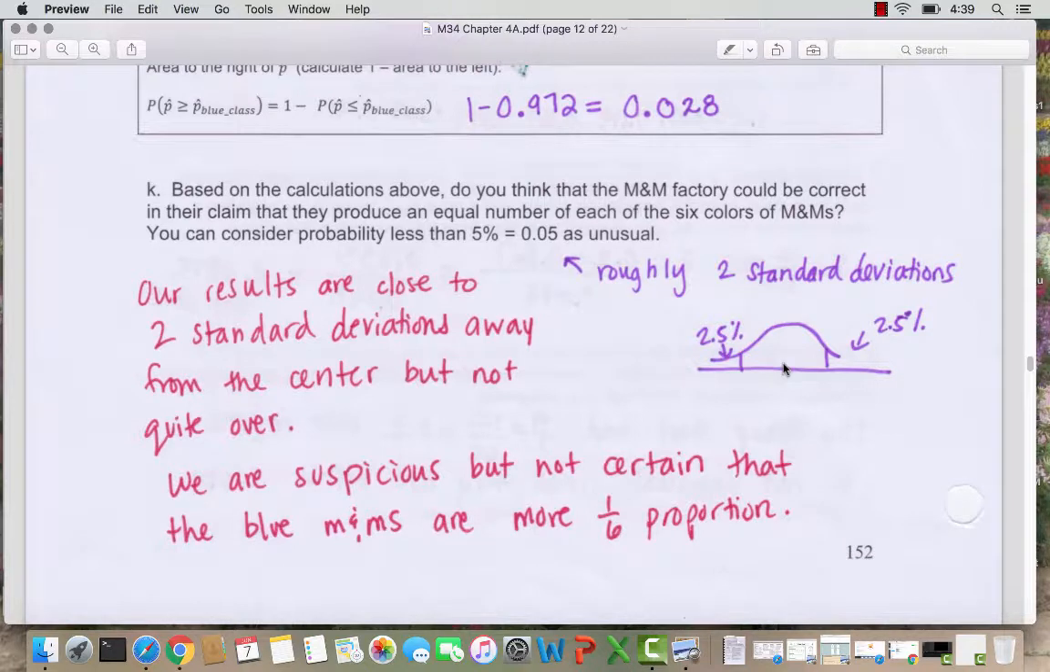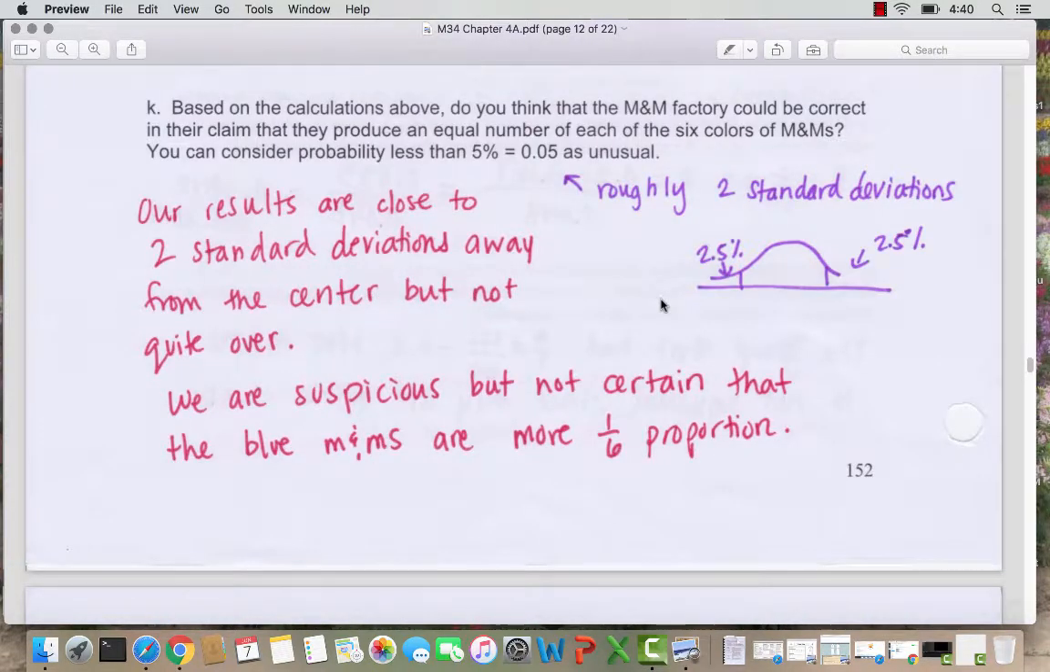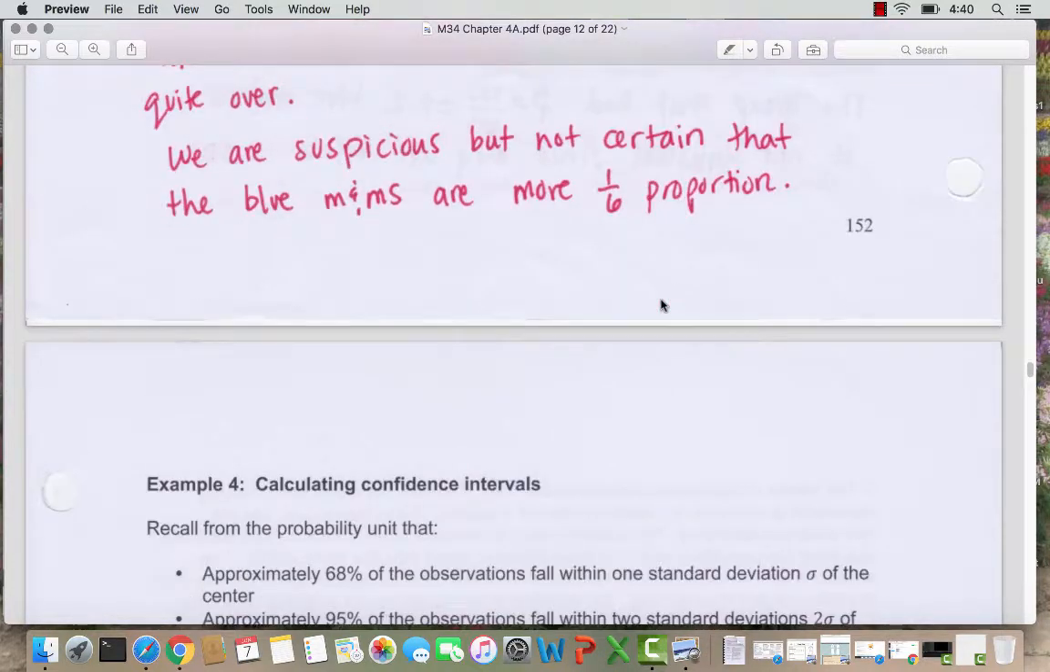So is this unusual? You can think about roughly 2 standard deviations as unusual, because that would be less than a 5% chance. So you'd have 2.5% in each tail if you look back at your chart for the 68, 95, 99.7% rule. These results are close to 2 standard deviations away from the center, but they're not quite over 2 standard deviations. Remember, we were at 1.9 standard deviations. So we're suspicious, but we're not certain that the blue M&Ms are more than 1/6 of the proportion.